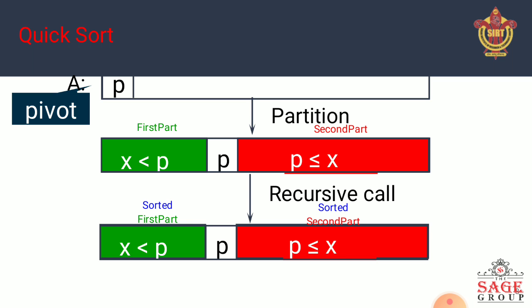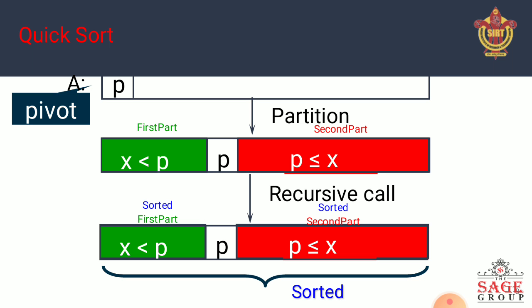Then we apply the divide and conquer approach. We apply recursive quick sort separately on the first part and separately on the second part, and this procedure continues until we find the final sorted array. There is no need to combine the solutions because the solution is already in combined form. The partition algorithm works separately on different parts, and the process continues until we receive the final sorted array.